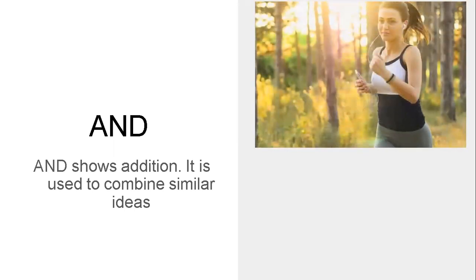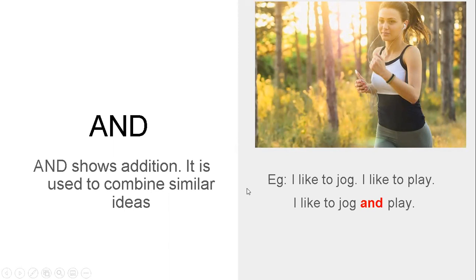And. And shows addition. It is used to combine similar ideas. For example, I like to jog, I like to play. Two similar ideas. I like to jog and play. And notice that if you have the same words repeated in the next sentence, you can leave them out. You don't have to repeat them again. You don't have to say, I like to jog and I like to play. You can just say, I like to jog and play.